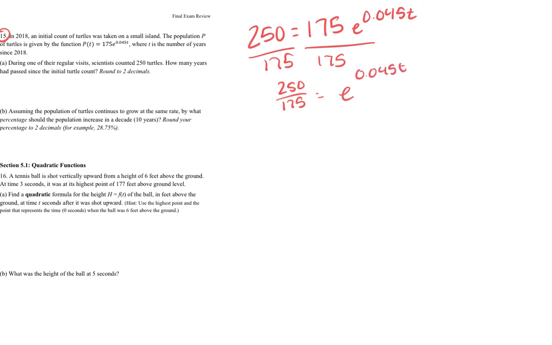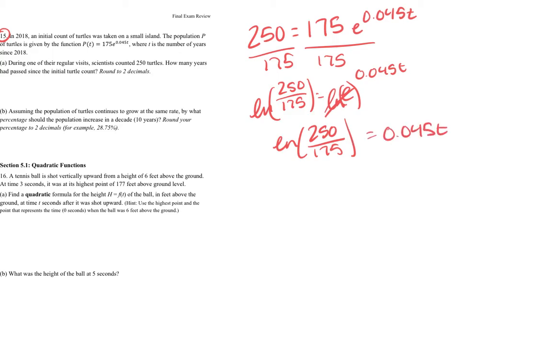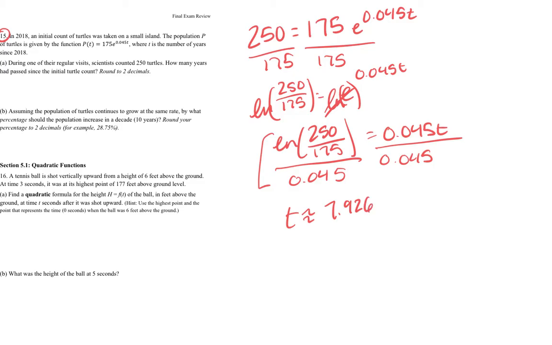We take the natural log of both sides to cancel out that e. And so these are going to cancel. So we get the natural log of 250 over 175 equals 0.045 t. Then we're going to divide by 0.045. Then we're going to put this part in our calculator. And once we do that, we're going to get t is equal to about 7.926 years.